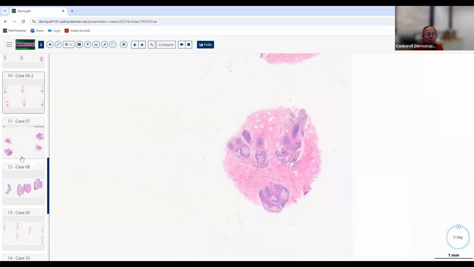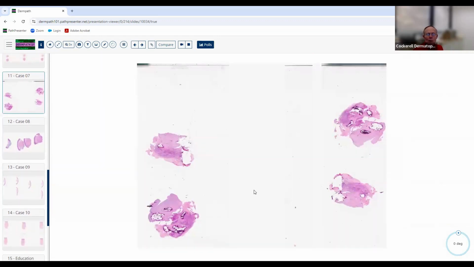They very well could show you something like this on the exam. So you'll probably encounter alopecia areata at some point. I don't know if they'll show you follicles in this state like that, but they might.